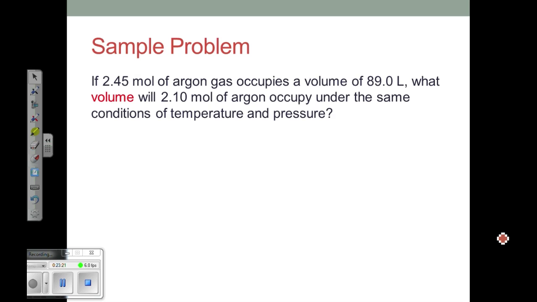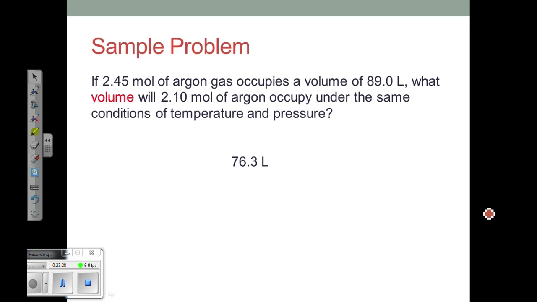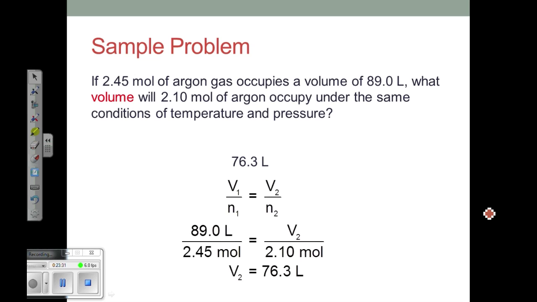Here's a sample problem. Give this a try. So the correct answer is 76.3. Now, since these are proportions, we don't have to go N1 divided by V1 equals N2 divided by V2. We could do what's up here: V1 divided by N1 equals V2 divided by N2. Because in this way, we have our unknown variable, V2, in the numerator.